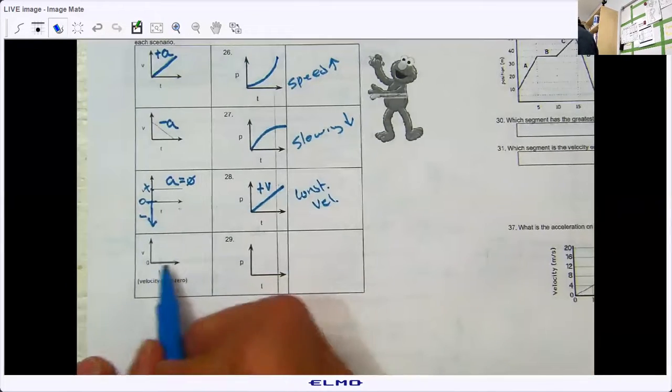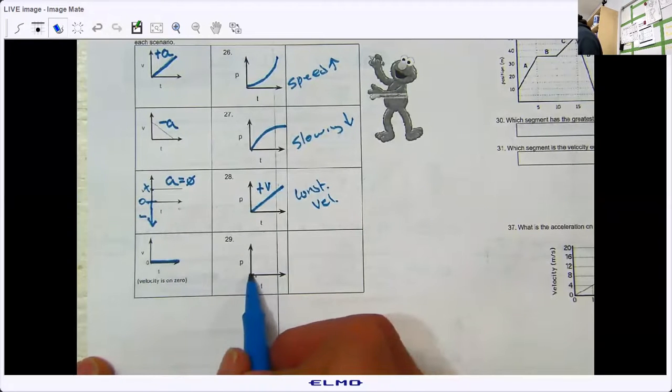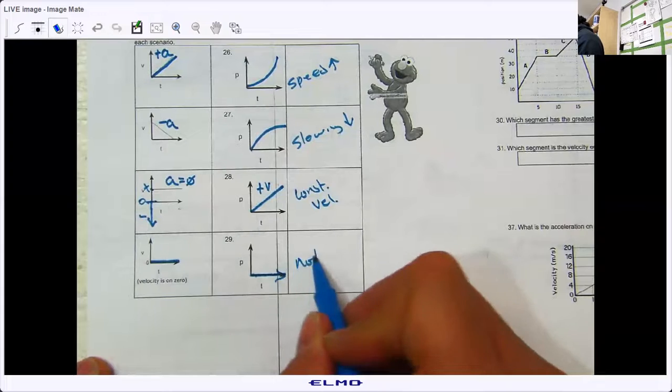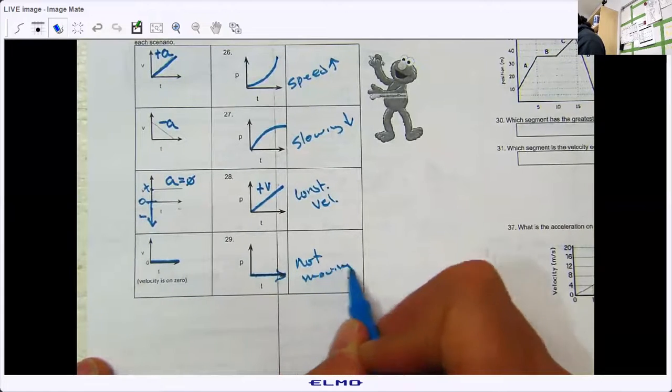And then here we see that velocity is on the 0 line, which means it's not moving. So here it's not moving, it's not changing its position, so you're not moving.